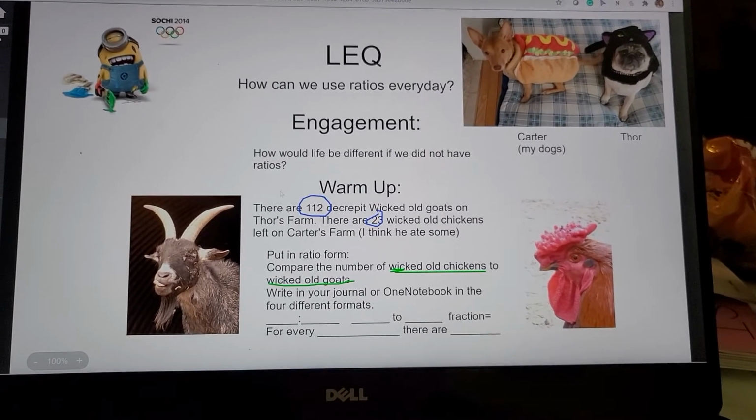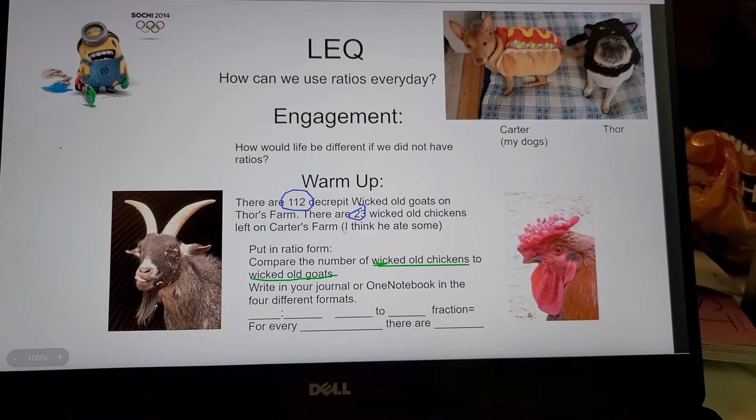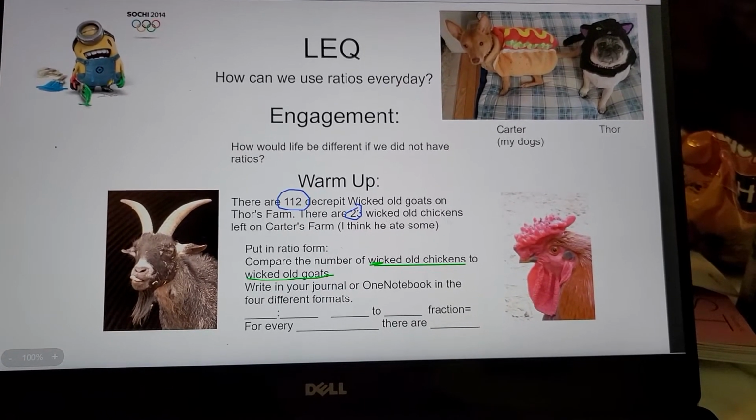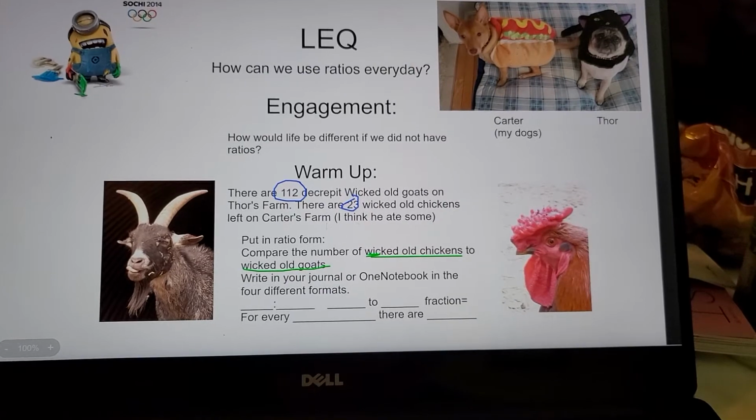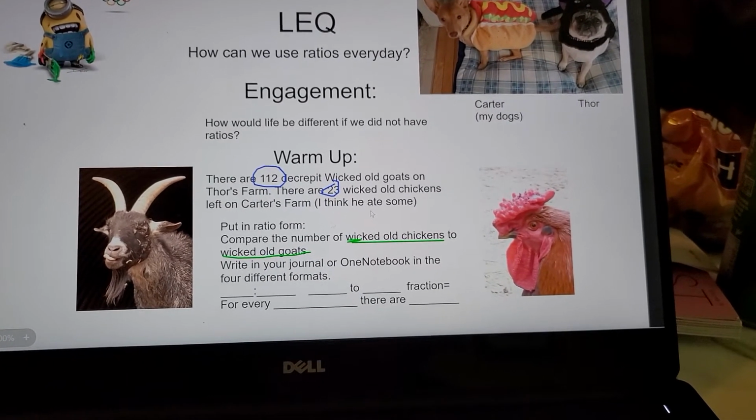The warm-up. There are 112 decrepit, wicked old goats on Thor's farm. There are 23 wicked old chickens left on Carter's farm. I think he ate some. So here's Carter, my dog, and here's Thor, my other dog.